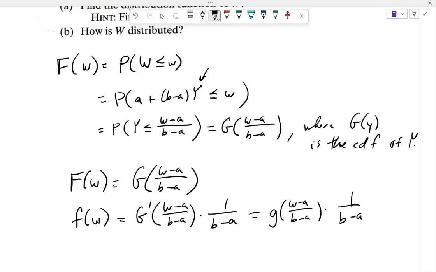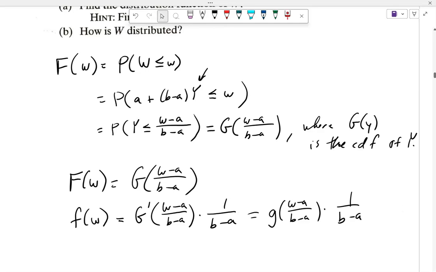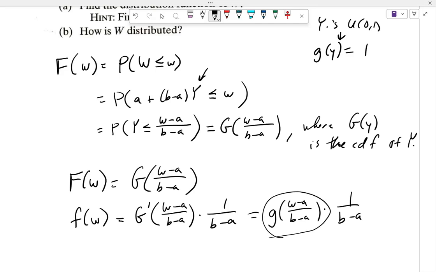But what kind of distribution does y have in this problem? Uniform on what interval? 0 to 1. So what is g of y in this case? It's just 1, right? If y is uniform on 0, 1, then g of y is just 1. So what does this simplify to here that I just circled? 1, because it's always 1.